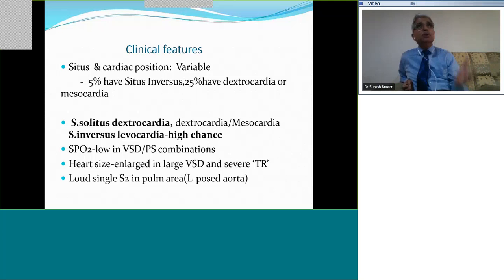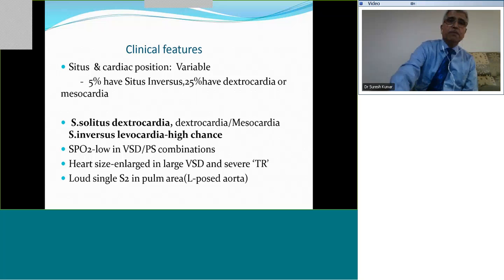You would normally think that it is a P2, and you would normally think that there is pulmonary hypertension. But in corrected transposition, all that it means is that your L-posed aorta is transmitting the aortic closure sound, the normal aortic closure sound, to your stethoscope. So the loud single second sound in the pulmonary area, if the heart is located in levocardia position, is only because of the normal location of the aortic valve in corrected transposition.